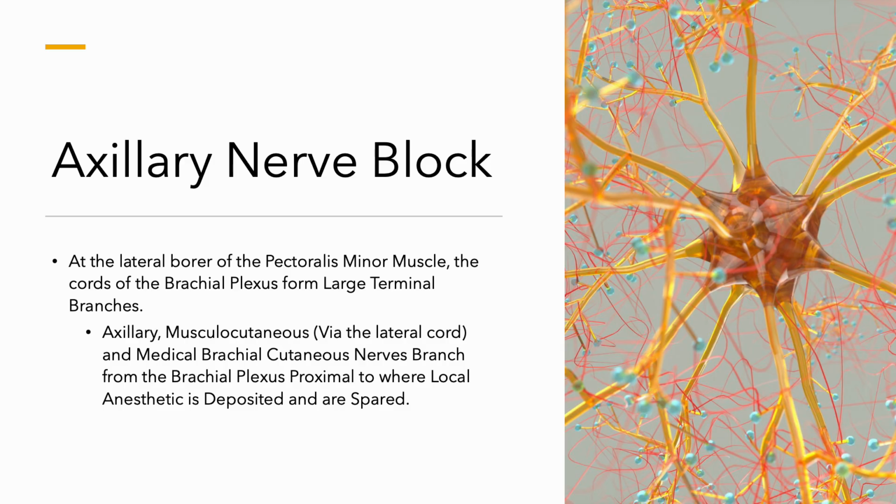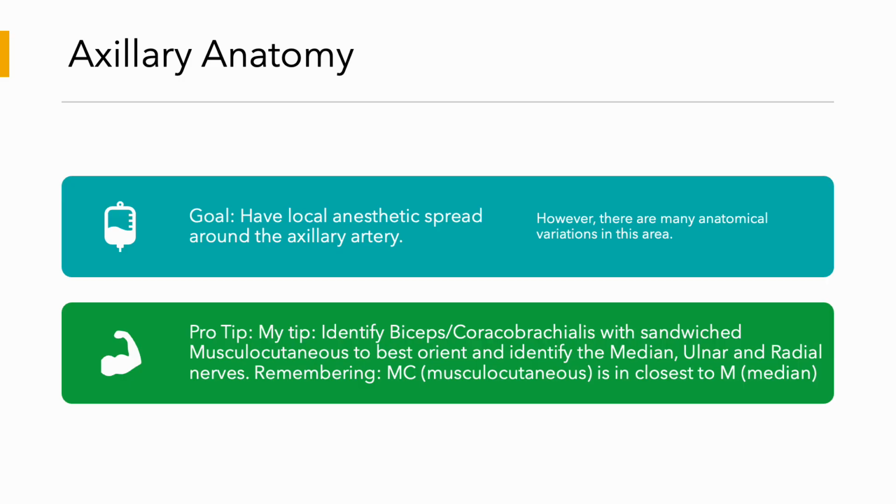The axillary nerve block is formed usually at the lateral border of the pectoralis minor muscle. The cords of the brachial plexus then form our large terminal branches. Okay, and the axillary, musculocutaneous, and medial brachiocutaneous nerves branch from the brachial plexus proximal to where the local anesthetic is deposited, and thus they are spared. So the goal for an axillary block is to have local anesthetic spread around the axillary artery. However, there can be some very pronounced anatomical variations in this area.